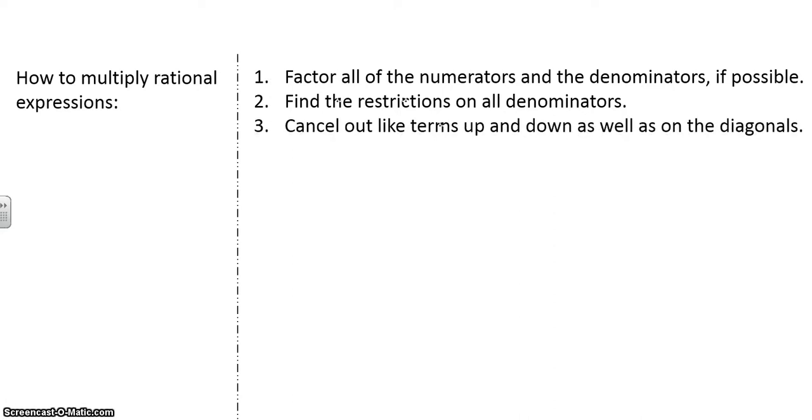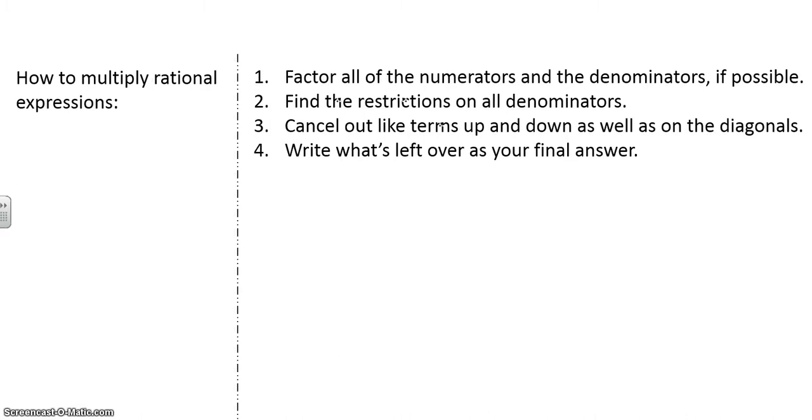Step 3, we still cancel out like terms. We can cancel them up and down in the same fraction like we did before. But then since we have multiplication, we can also cross cancel. So you can cancel on the diagonals when you have a multiplication problem. And then after you cancel, we're still going to write over whatever's left as our final answer.